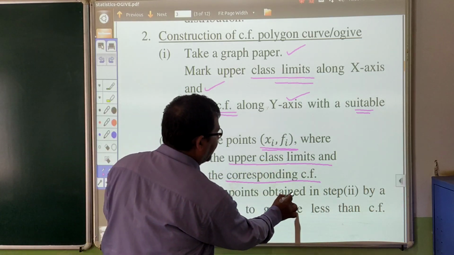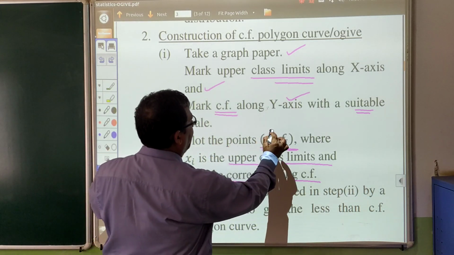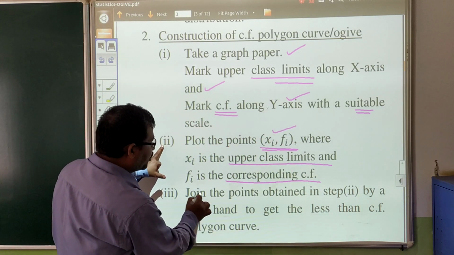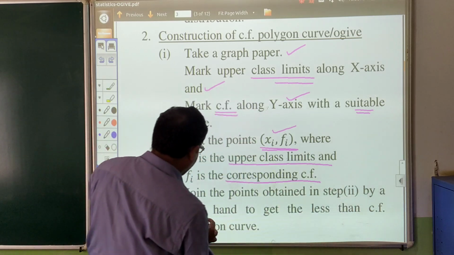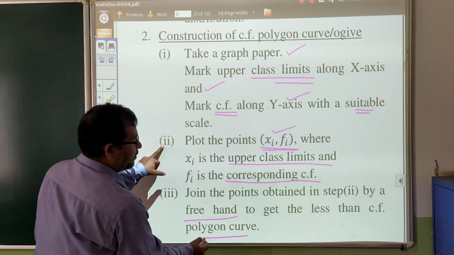Then join the points obtained in step 2. That means in step 2 we have plotted the points. We will join these points by free hand to get the less than cumulative frequency polygon curve.